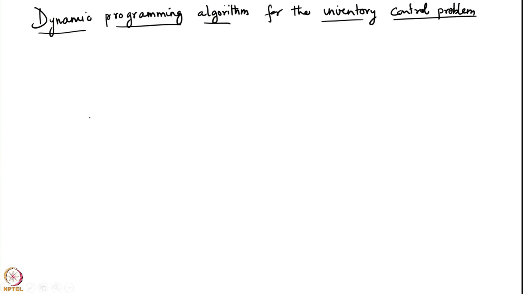So, what does the dynamic programming algorithm ask us to do? It says first look at stage n, and at stage n what you need to do is very simple. J_n of x_n is to be taken as the terminal cost. And what is the terminal cost? The terminal cost is, remember, capital R of x_n. So, J_n of x_n is equal to the terminal cost, which is R of x_n.